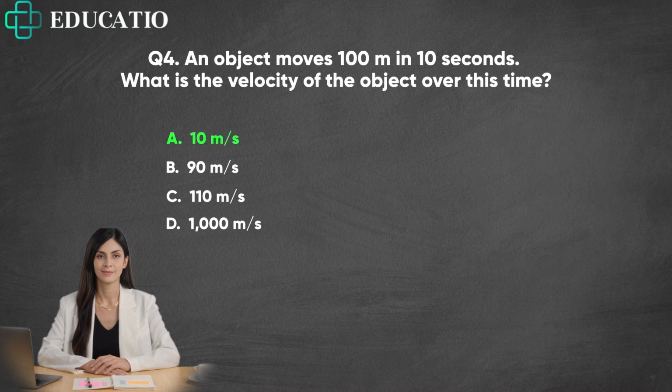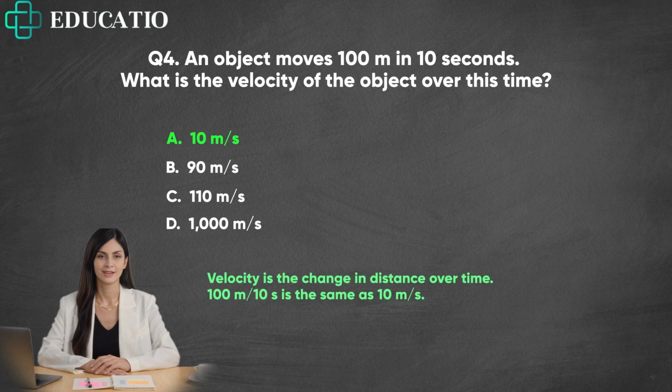Answer. A. Explanation. Velocity is the change in distance over time. 100 m/10 s is the same as 10 meters per second.